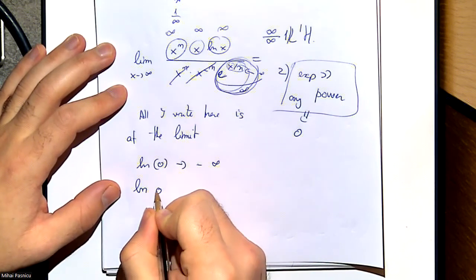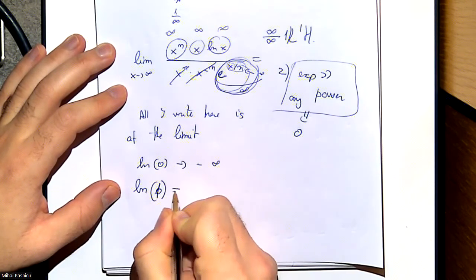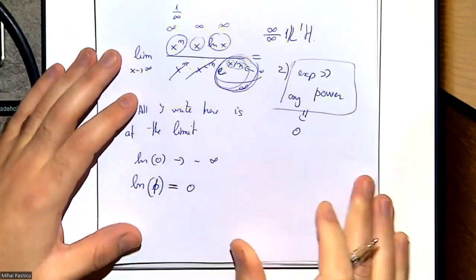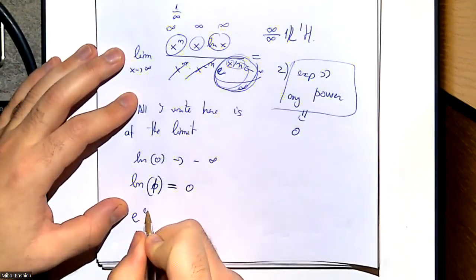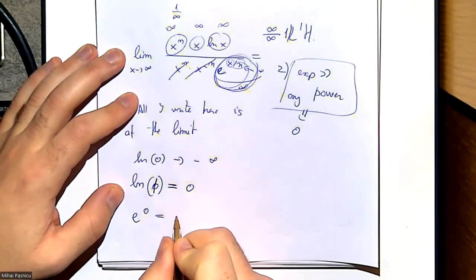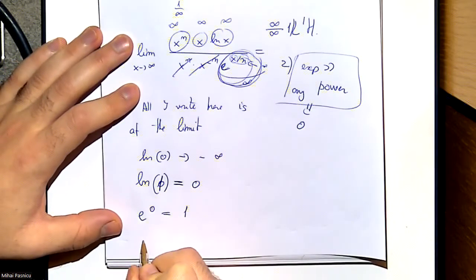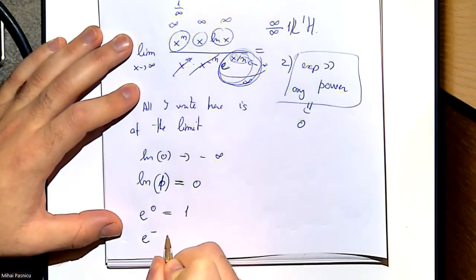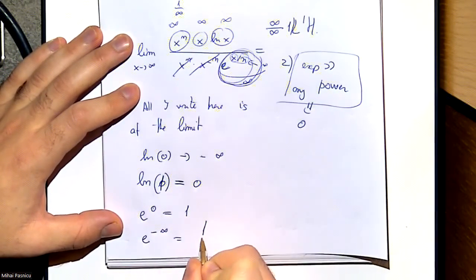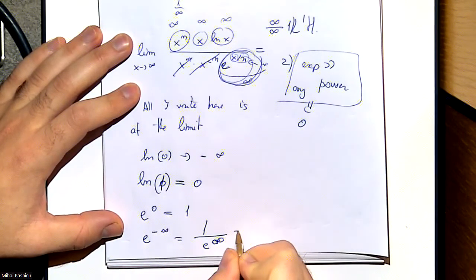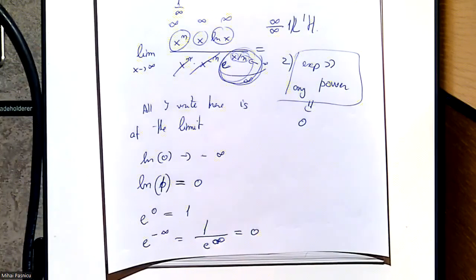Ln of 1 is equal to 0. No, limit is equal to 0. E to the 0 is equal to 1. And then e to the minus infinity is just 1 over e to the infinity, which is just 0. Right.